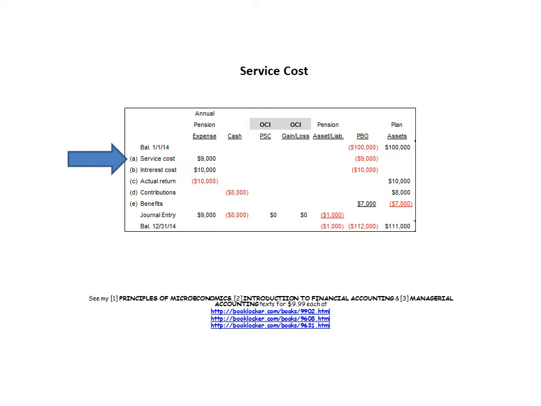Start with service cost. Notice the service cost for the people currently in my pension plan, and we're going to use data on them. The actuary is going to have the ages and the years of service, and this is what we assume the cost is for this particular year for the service for the beneficiaries in the pension plan. So I'm going to debit annual pension expense and credit pension benefit obligation. My liability has just increased on the right-hand side.